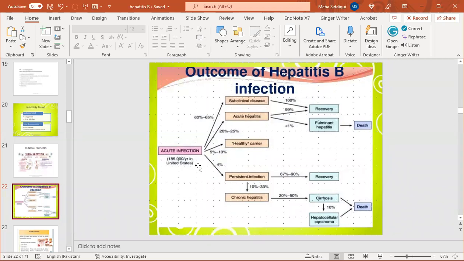And 5 to 10% of the people with acute infection become healthy carriers, while 4% have persistent infection, and 67 to 90% of these people recover, while 10 to 33% of these are converted into chronic hepatitis, and 20 to 50% of the people with chronic hepatitis present as cirrhosis, and 10% of them can be affected by hepatocellular carcinoma and ultimately death.